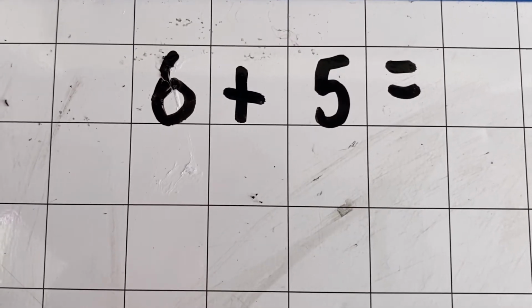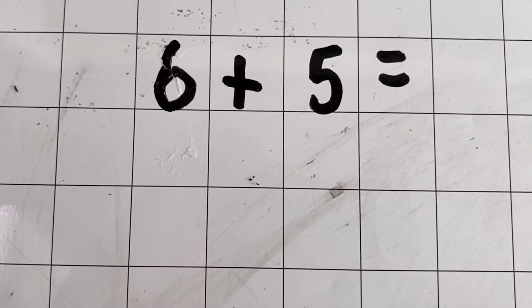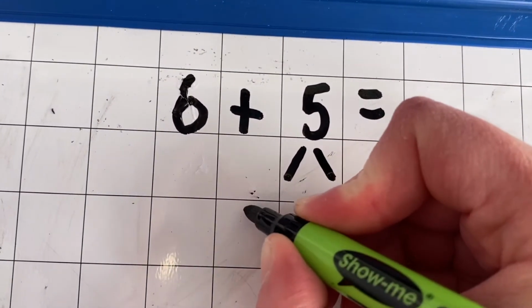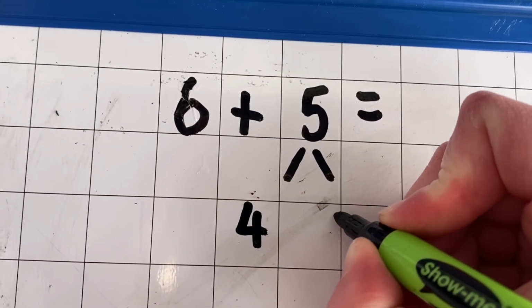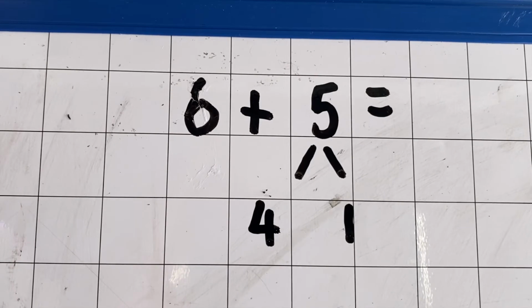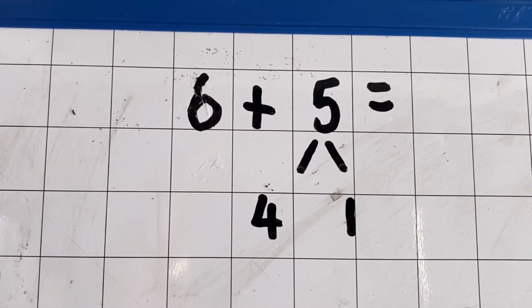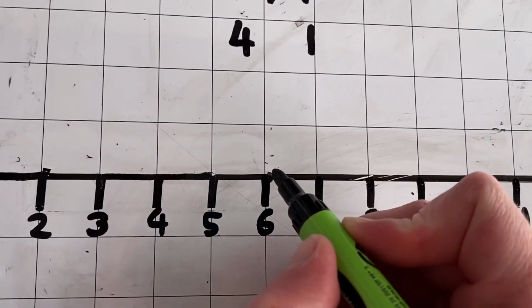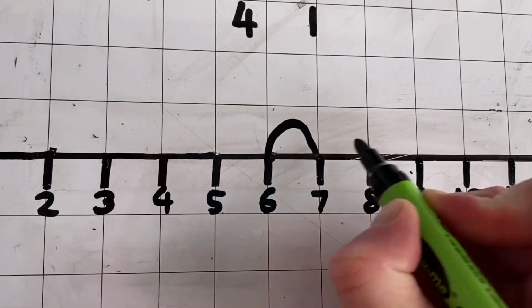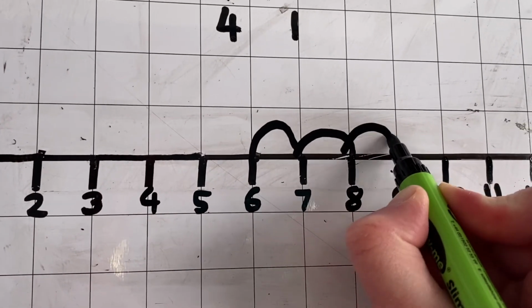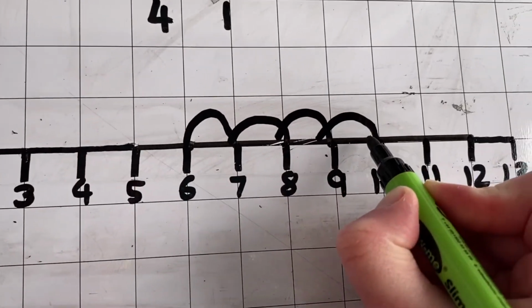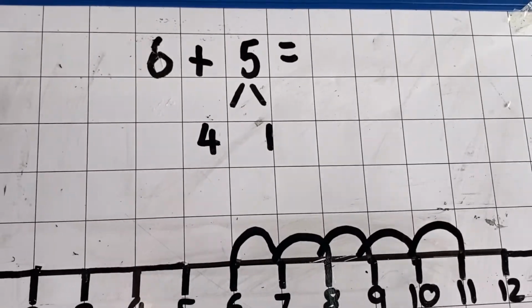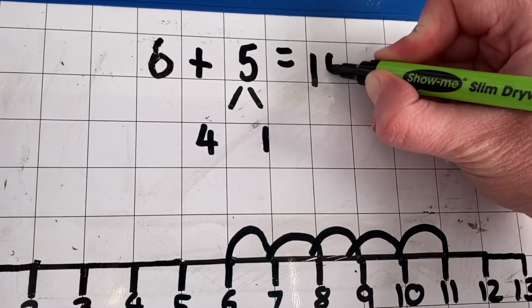Then, moving on to the pictorial part of learning, children will be encouraged to use their understanding of part-whole models, knowing that 5 is 4 and 1. In which case, this will support them when using their understanding on a number line. Starting with 6, children can add 1, 2, 3, 4, 5 to get to 11, meaning 6 add 5 equals 11.